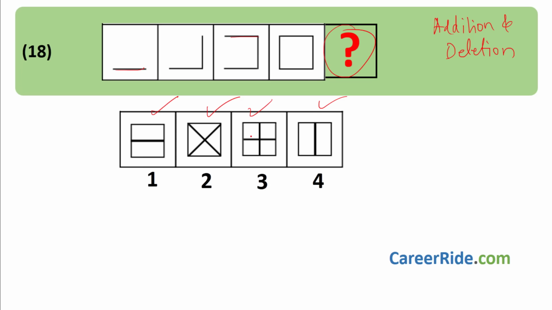Whether it is this, this, or this. One line is added. Over here what happens? 2 lines are added, 2 lines are added. So this is not the answer. Okay, these are not the answers. So whether it is this or this, how to check? Here we have a horizontal line, here we have a vertical line.